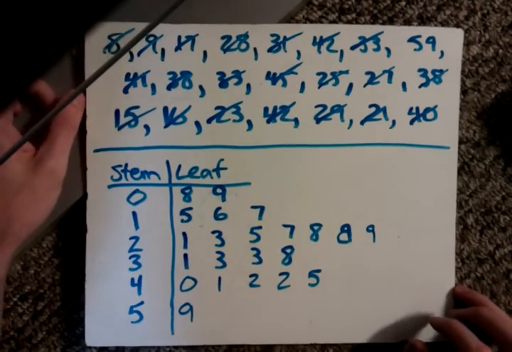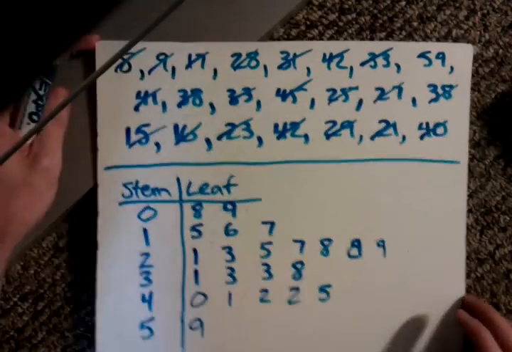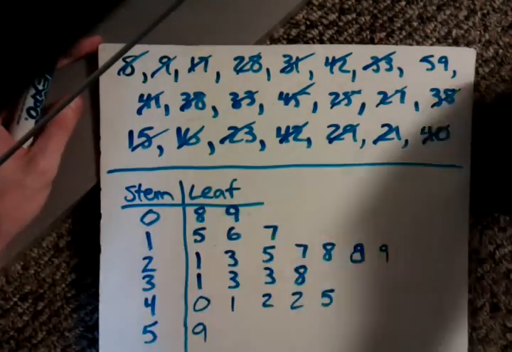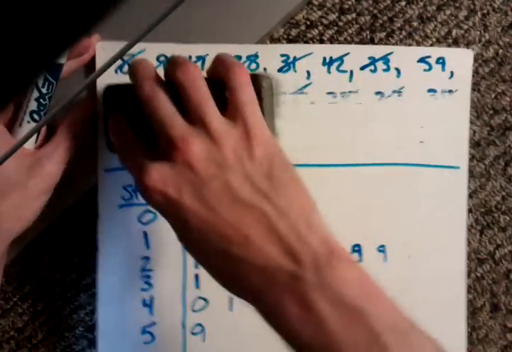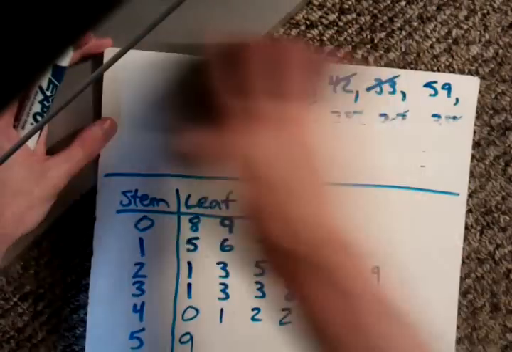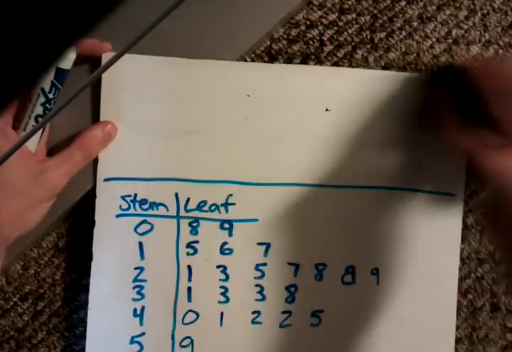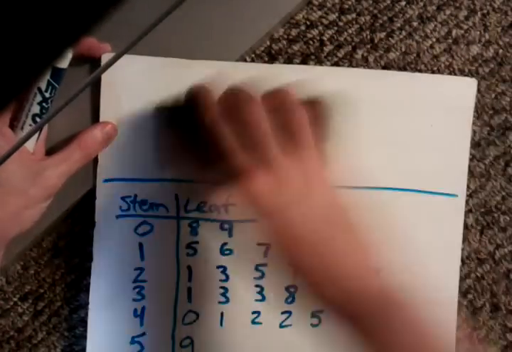So my stem and leaf plot looks like this. I've got all my data in this stem and leaf plot. I'm going to erase this version here because the major benefit to looking at your stem and leaf is that it's already organized pretty well for you.